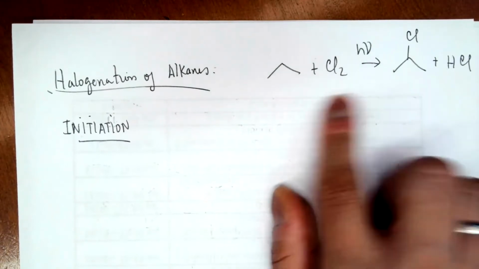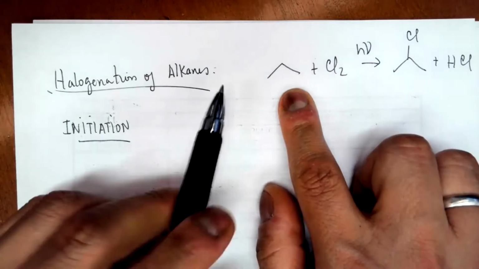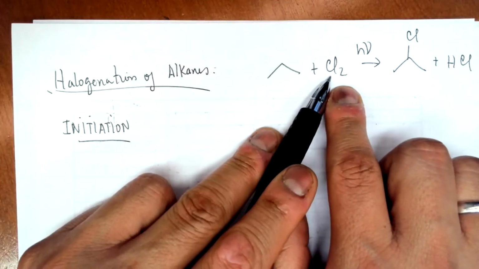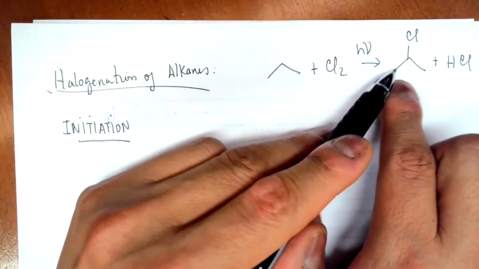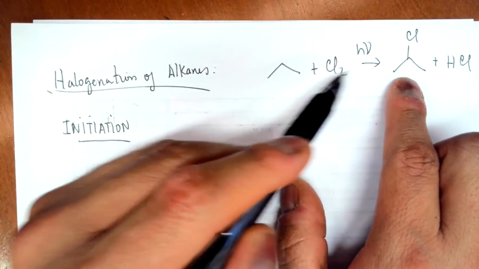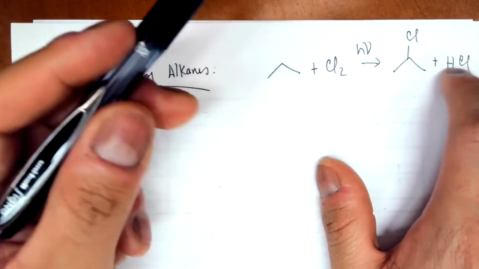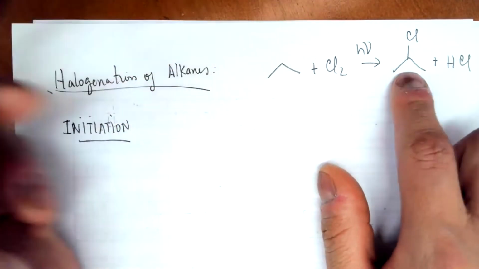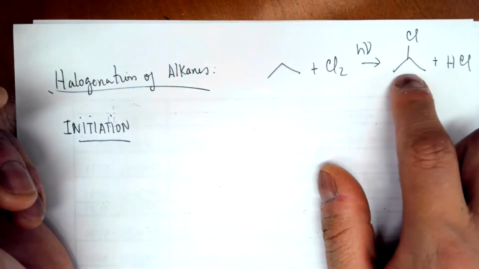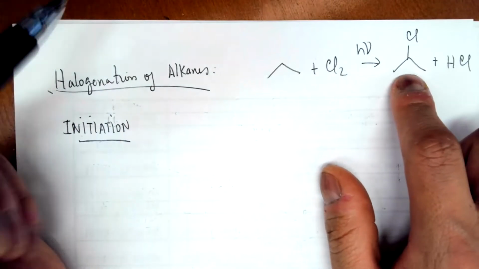This is the reaction. You have to write the mechanism of it: alkane, halogen, light or heat. It will create a chloropropane, 2-chloropropane, and HCl. That HCl is extra, you don't really have to worry about it. This one is the one you have to be concerned about: how to produce this one.